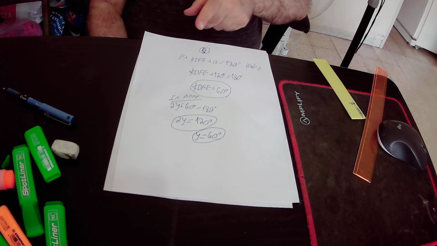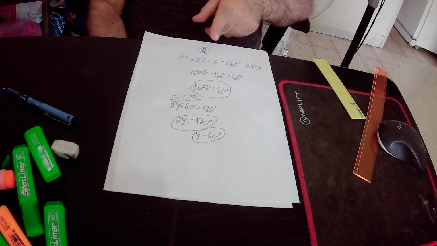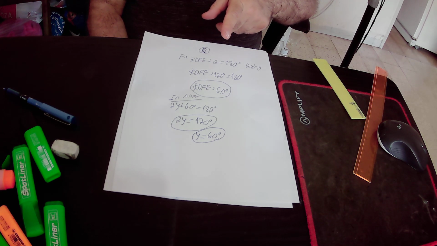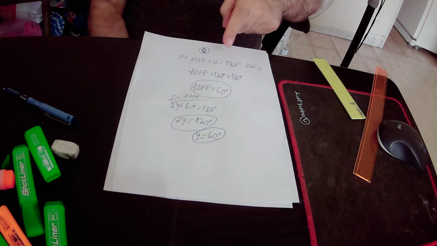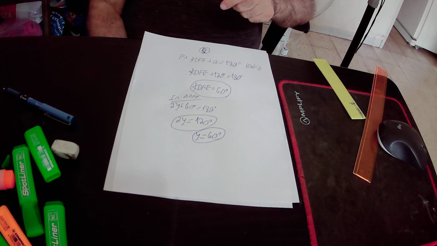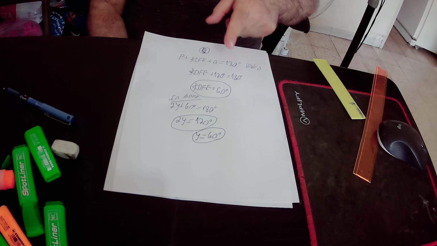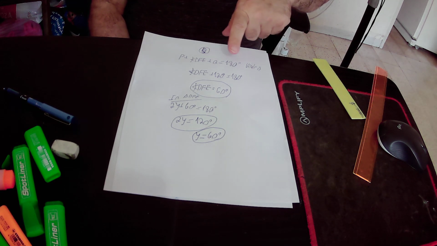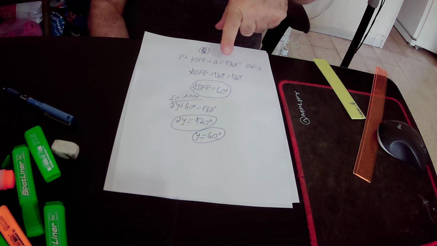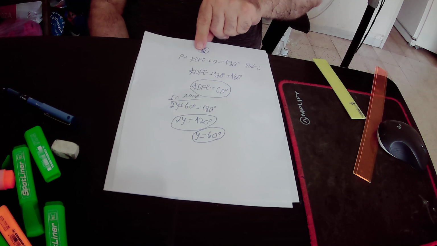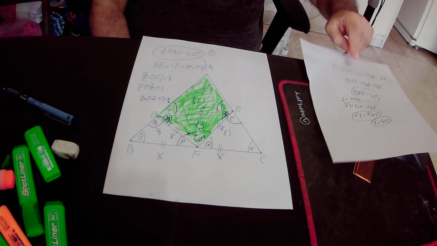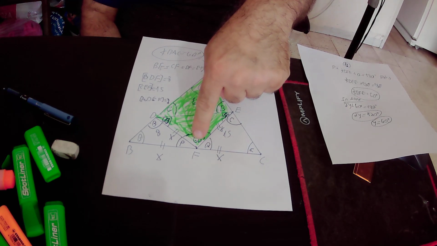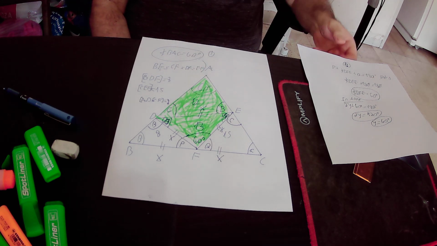So here we know that P plus Q equals 120 degrees. So we can substitute P plus Q by 120 degrees. And then we subtracted 120 degrees from this equality, and we got the value of the size of angle DFE, which is actually equal to 60 degrees. So the size of this angle is 60 degrees.